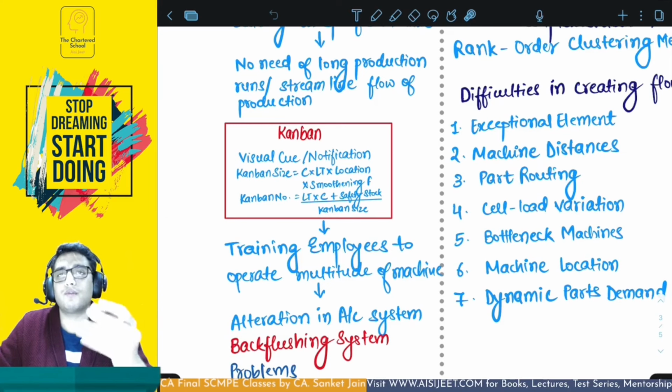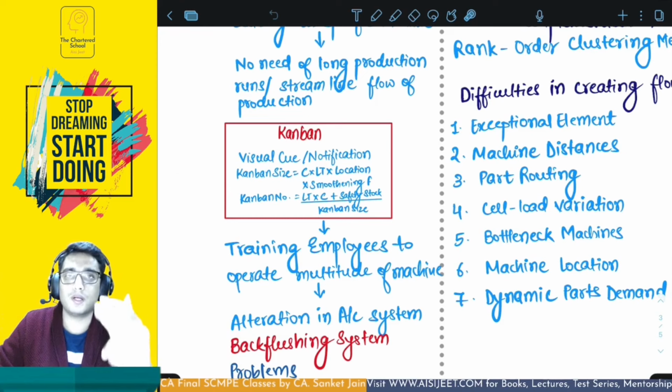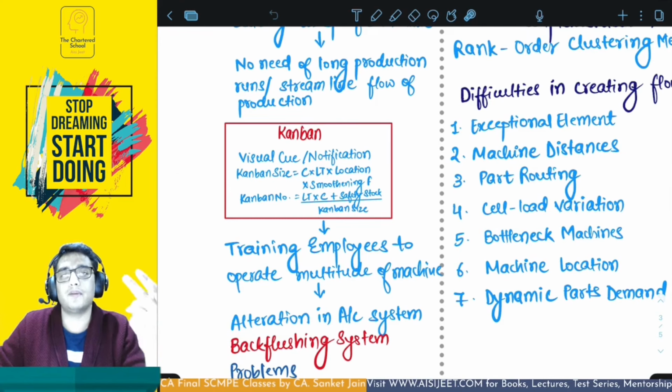Let's say my lead time was 2, as in it requires 2 days for me to receive the product from the supplier's location. So my consumption is 300 per day, lead time is 2 days. So 300 multiplied by 2. So 600 plus 900. 1500 is going to be my numerator for the calculation of Kanban number. Okay. And you already know the location, you already know the smoothing factor, accordingly you can get.